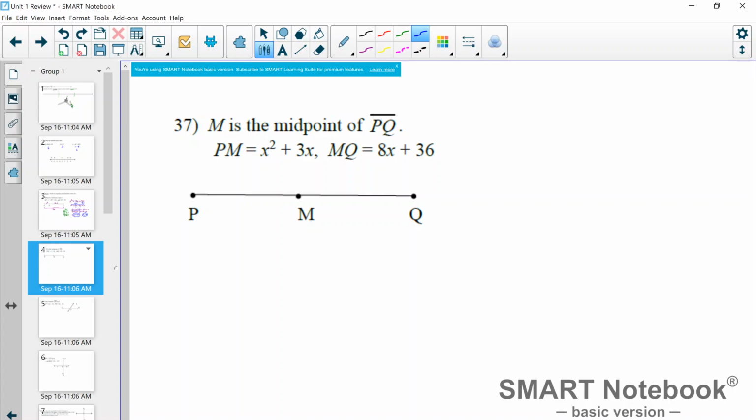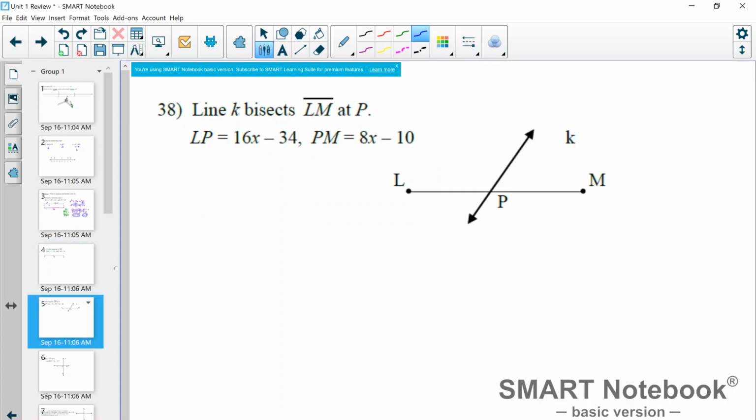37, it's the same deal. We label what we can and figure out x based on what we were told. I'll skip that one because it's the same as the previous problem.